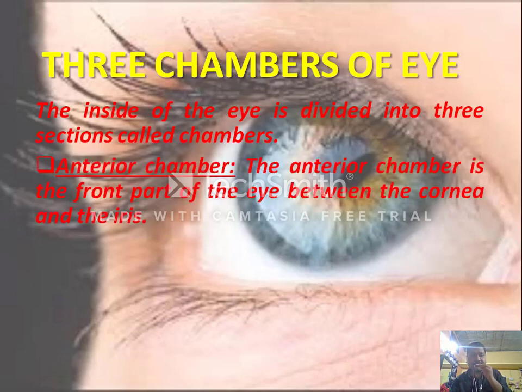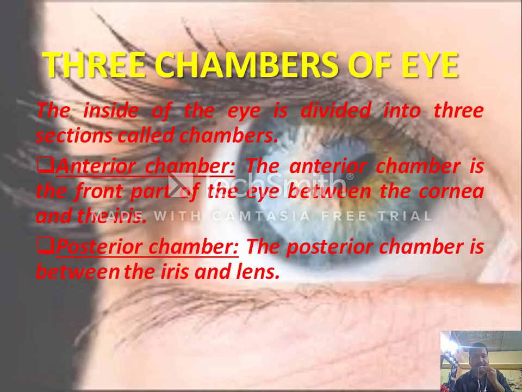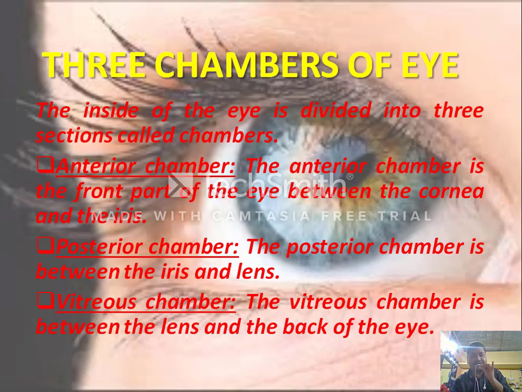The first chamber is called the anterior chamber, which is the front part of the eye between the cornea and the iris. The gap between the iris and the lens is called the posterior chamber. And the last one is the vitreous chamber, which is between the lens and the back of the eye. So these three sections are anterior chamber, posterior chamber, and vitreous chamber.